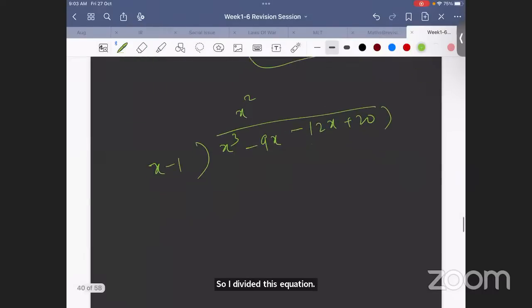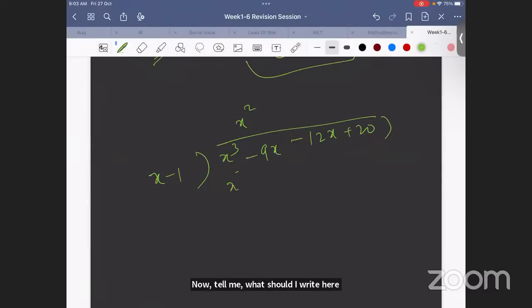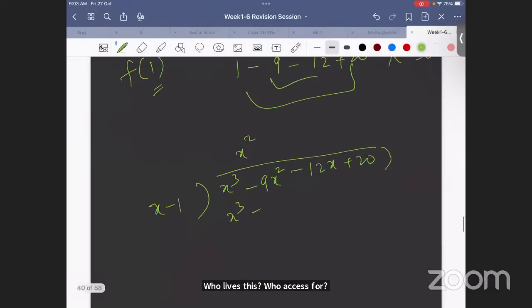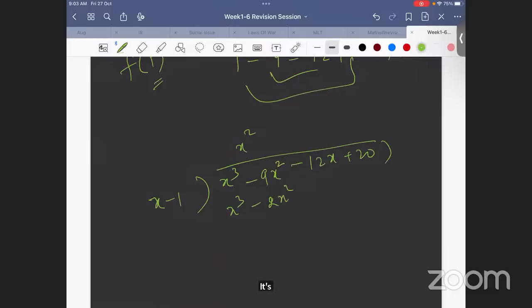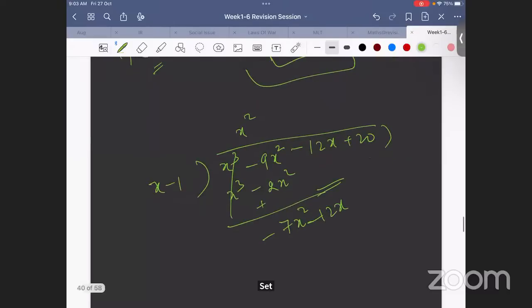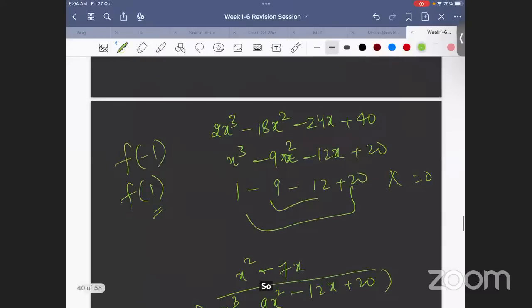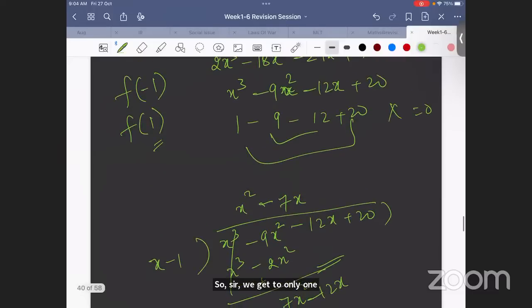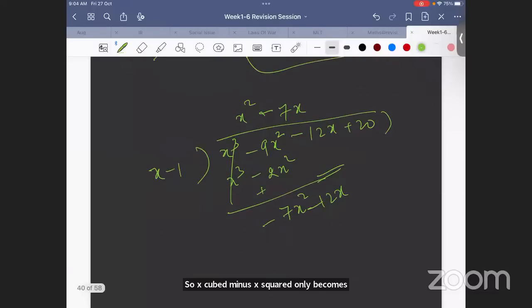x square. If I write 2x square here, what is the value I'll be getting? x cube minus 2x square, right? Now we are left with minus 7x square minus 12x. Now what should I write here? Sir, why minus 2x square? x cube minus x square only will come, sir. Not 2x square. This is x minus 1 multiplied by x. Sir, in the long division. Okay, got it. Yes.